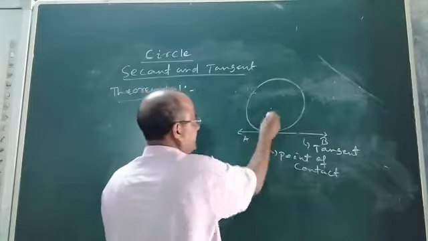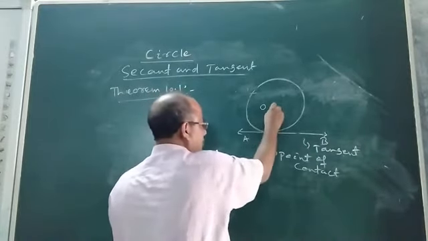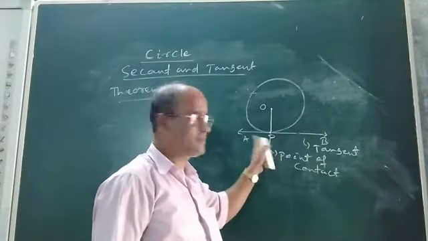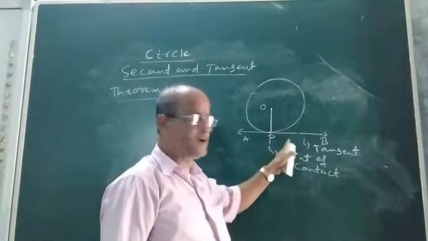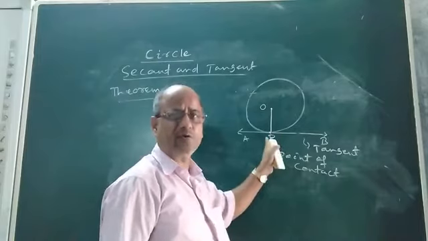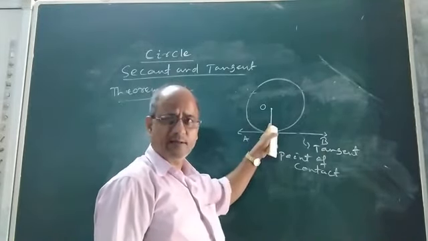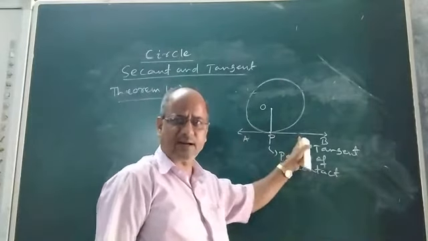See, suppose you are given a circle, this is the center O. Now you join the center to the point of contact. This will become the radius. Now what do you observe? You observe that the tangent line is passing through the point of contact, through the end point of the radius, which is the point of contact.